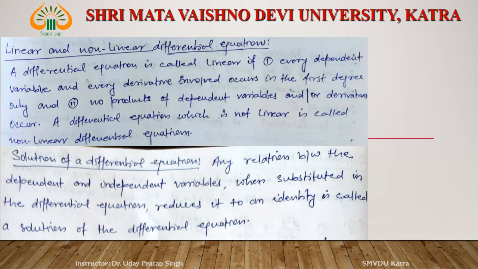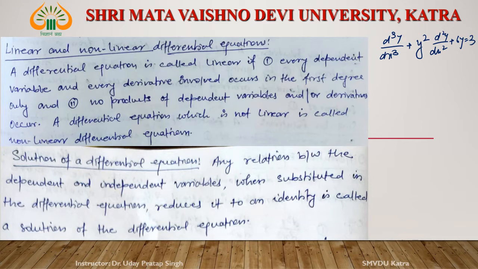What is a linear differential equation? A differential equation is called linear if it satisfies the following conditions. Number one, every dependent variable and every derivative involved in the differential equation is of the first degree only. For example, suppose the differential equation d3y by dx3 plus y to the power 2 d2y by dx2 plus 6y is equal to 3.